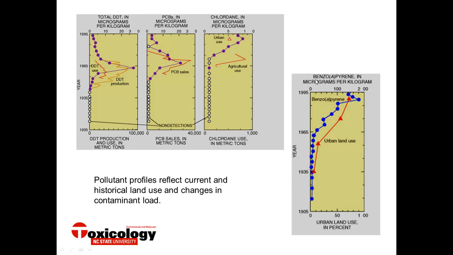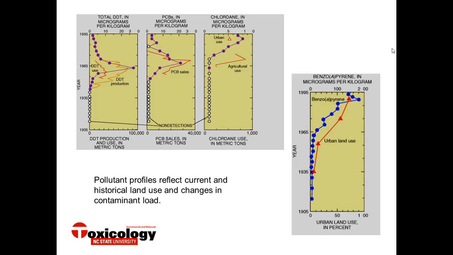Okay, now for benzo[a]pyrene. Benzo[a]pyrene is a polycyclic aromatic hydrocarbon. And we see here the blue line represents the concentration within the sediment. So we're going from the top of the sediment core to the bottom of the sediment core, and we're looking at the different time periods here. And we see a peak in benzo[a]pyrene right around 90, 92, somewhere in that range.